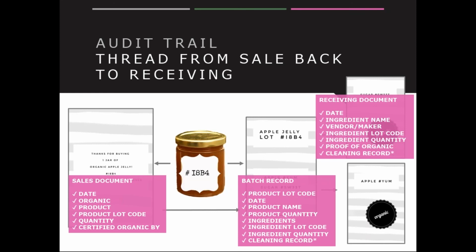By looking at the individual ingredient lot codes on the batch record, you can then pull your receiving documentation, and this will let you prove that you purchased that quantity of ingredients before you produced the product and that the ingredients were in fact organic.